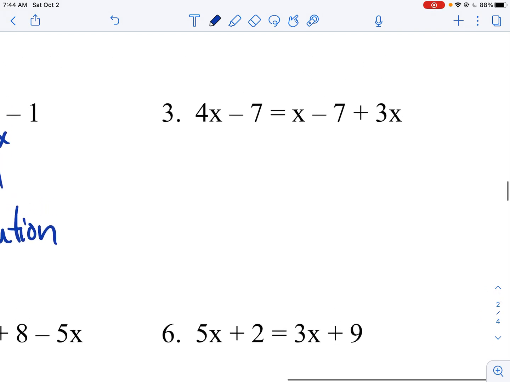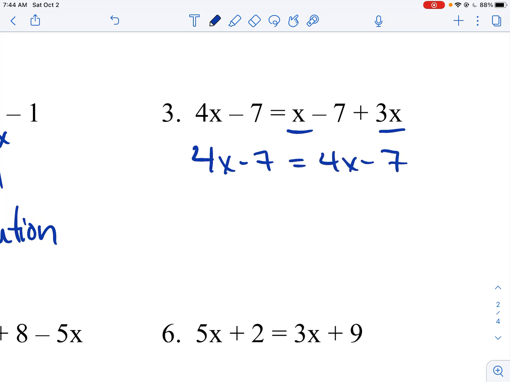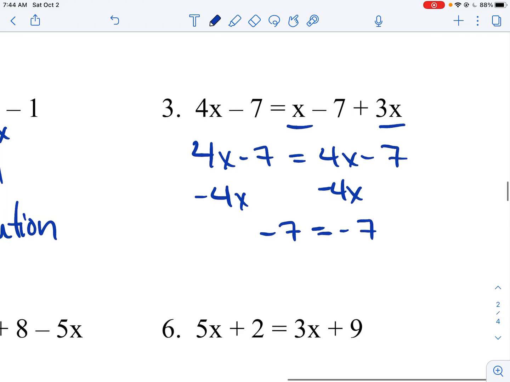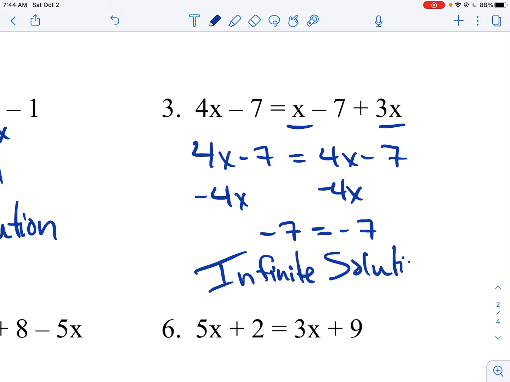This next one. Before I can do anything, I need to combine like terms. So I get 4x minus 7 equals 4x minus 7. So I subtract 4x from both sides. I get negative 7 equals negative 7. So that's always true. So this is infinite solutions.